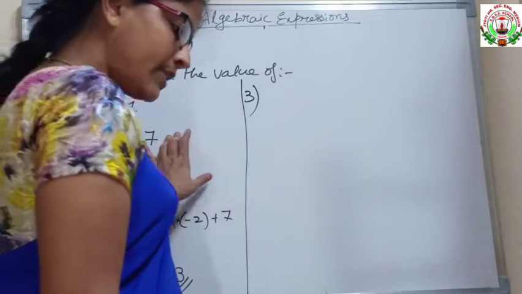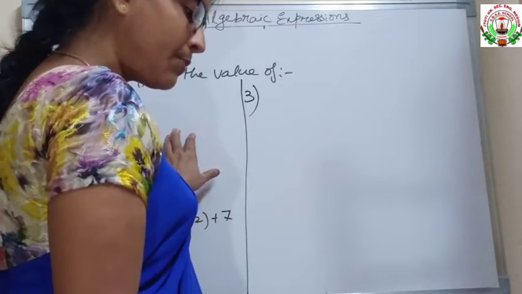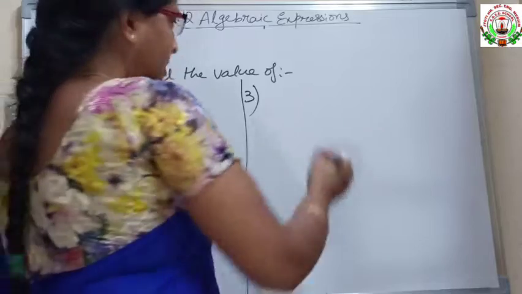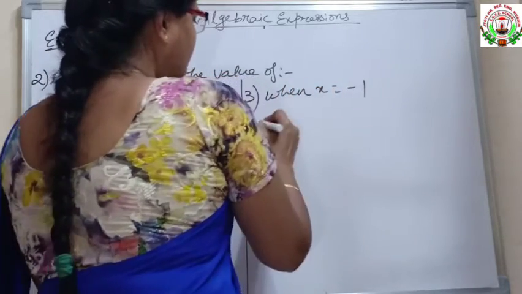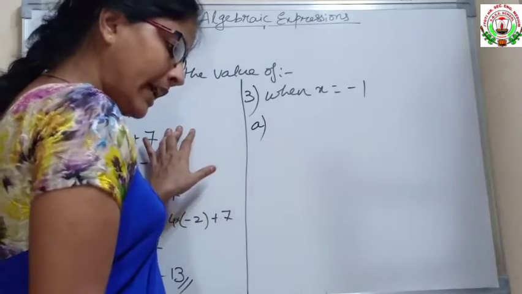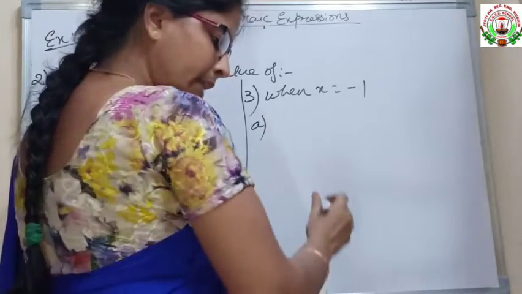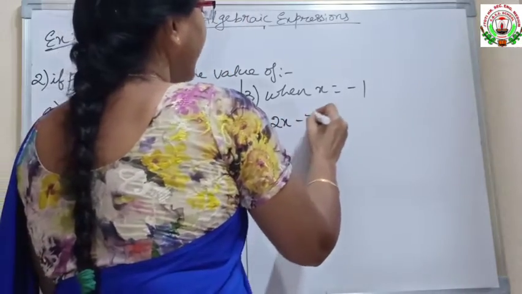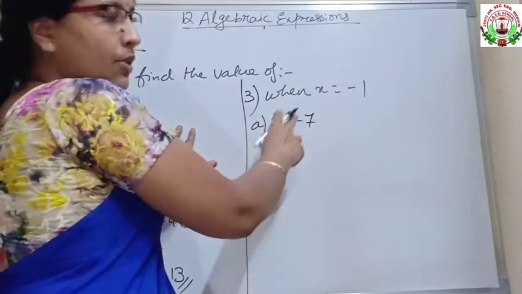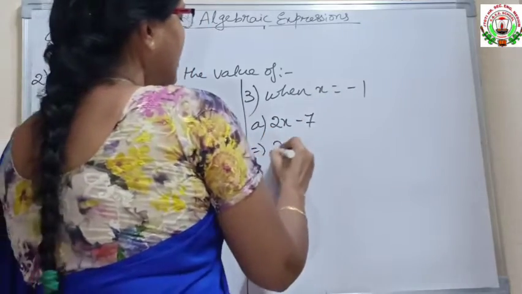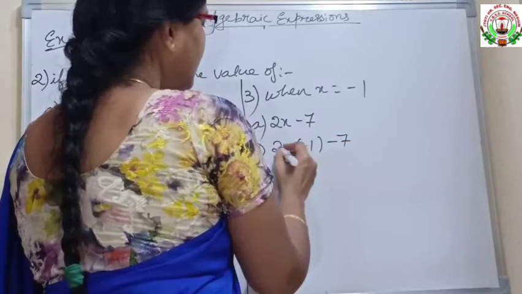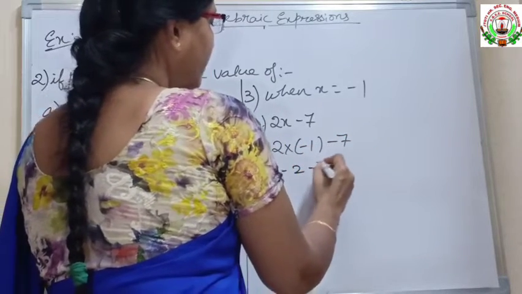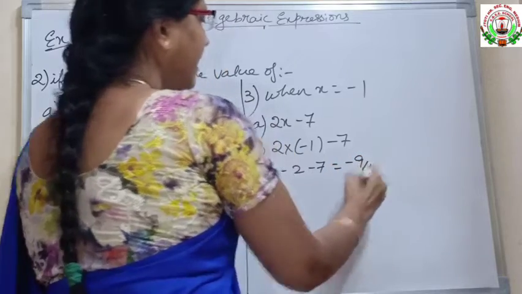See the third question: find the value of the following expressions when x is equal to minus 1. They have given 2x minus 7. So in the place of x you have to keep minus 1. So this will be 2 into minus 1 minus 7. So this will be minus 2 minus 7, minus 9.